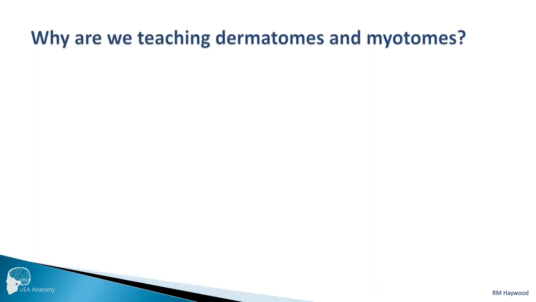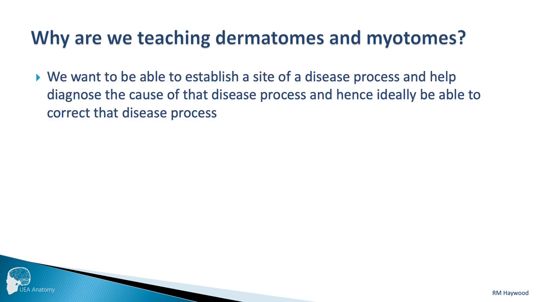This is the question I put at the end of the last lecture. As I'm sure many of you have heard me say, we're teaching to be doctors, not anatomists. Hence, UEA appointed a clinician such as me as head of anatomy. We want to be able to establish a site of a disease process in order to help diagnose the cause of that disease process and hence, ideally, be able to correct that disease process.